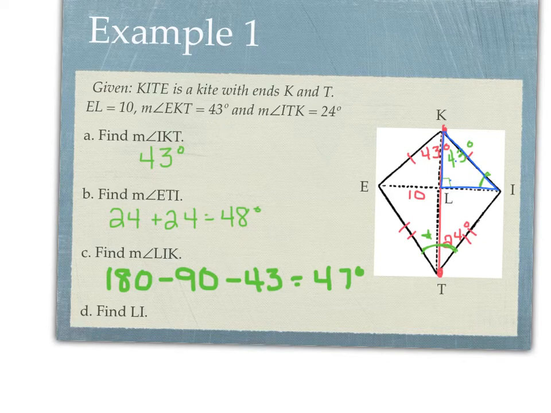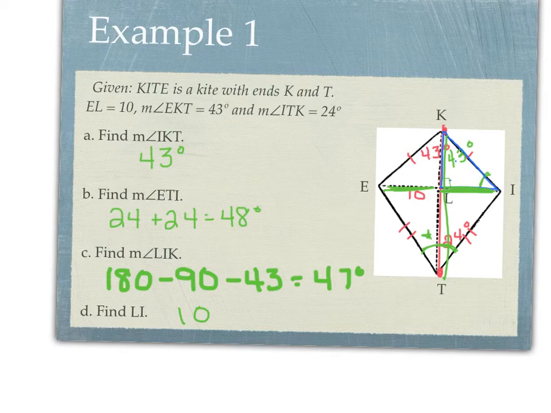And then the last one, length LI, that's this right here. Luke, you already told me this one. What would it be? 10. Okay, because this is a perpendicular bisector, so this piece and this piece must be equal to each other. What if I asked you for EI, the whole length? Would you be able to do that? Sure. Yes. Would be fun. Good on that one?